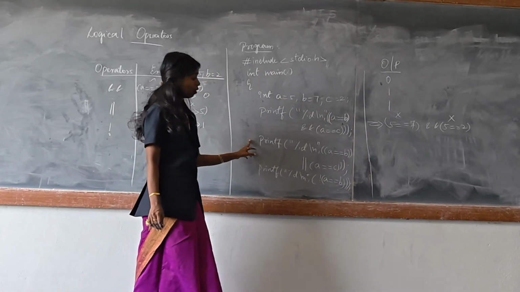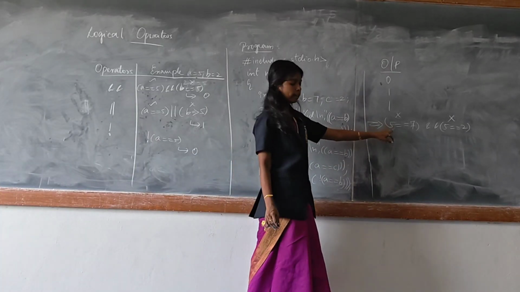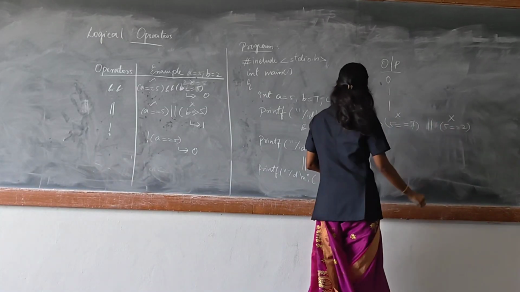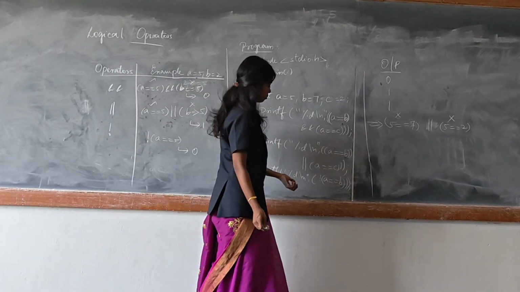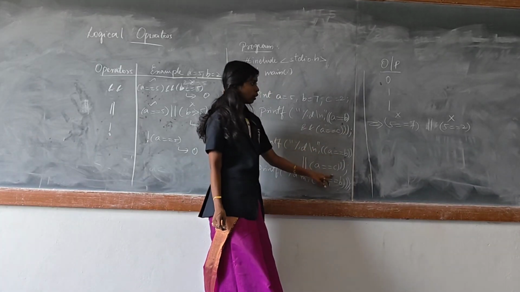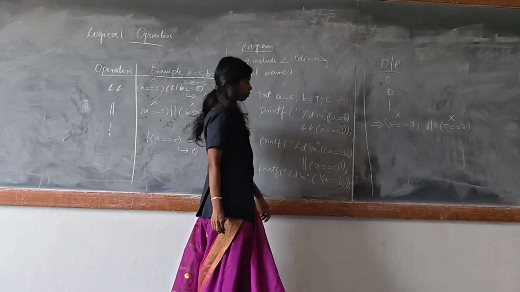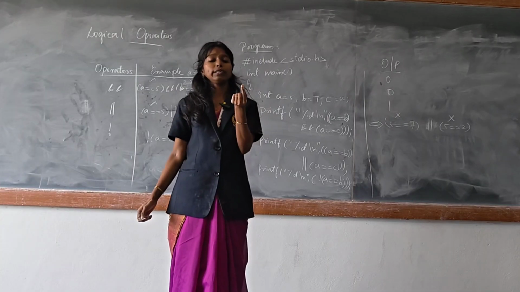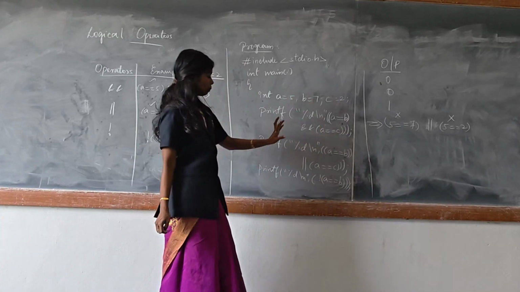Next, the logical OR operator. a equal to b, wrong, right? Next, a equal to c. Both the conditions are wrong. So in this we get output 0. For the logical OR operator, at least one condition has to be satisfied, right? Here both the conditions are wrong, so the output is 0.